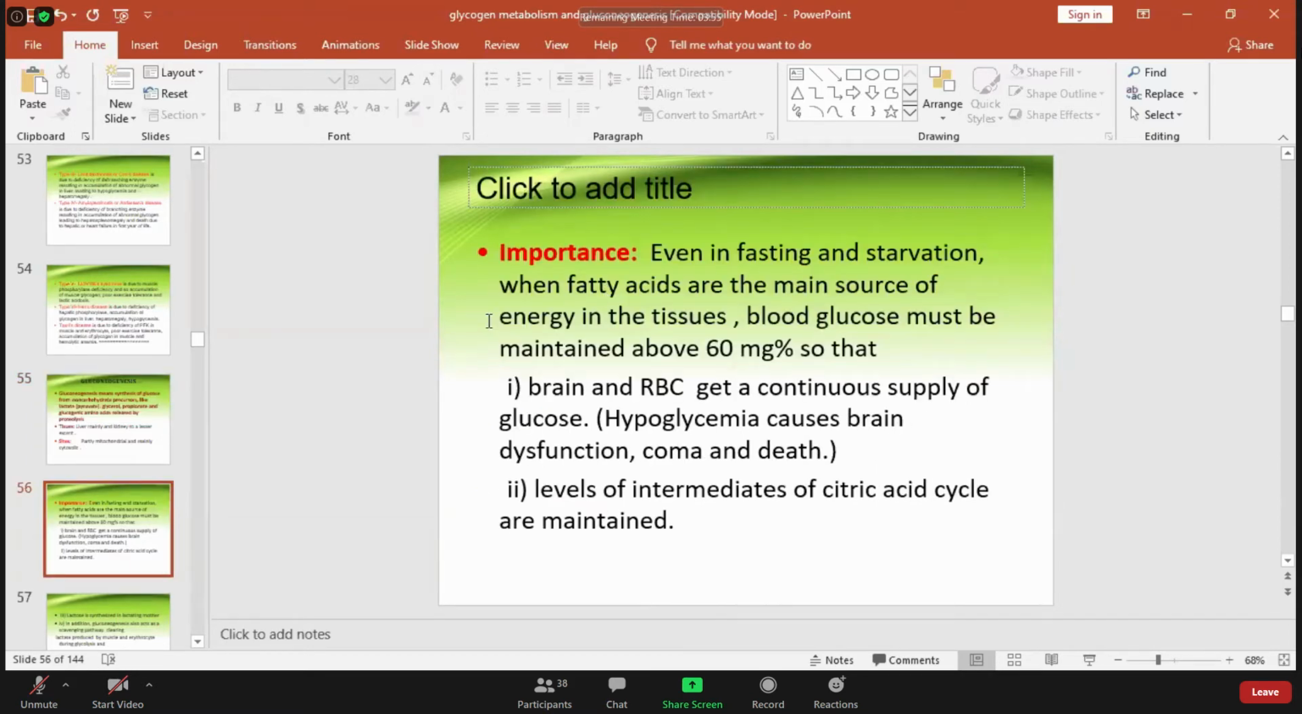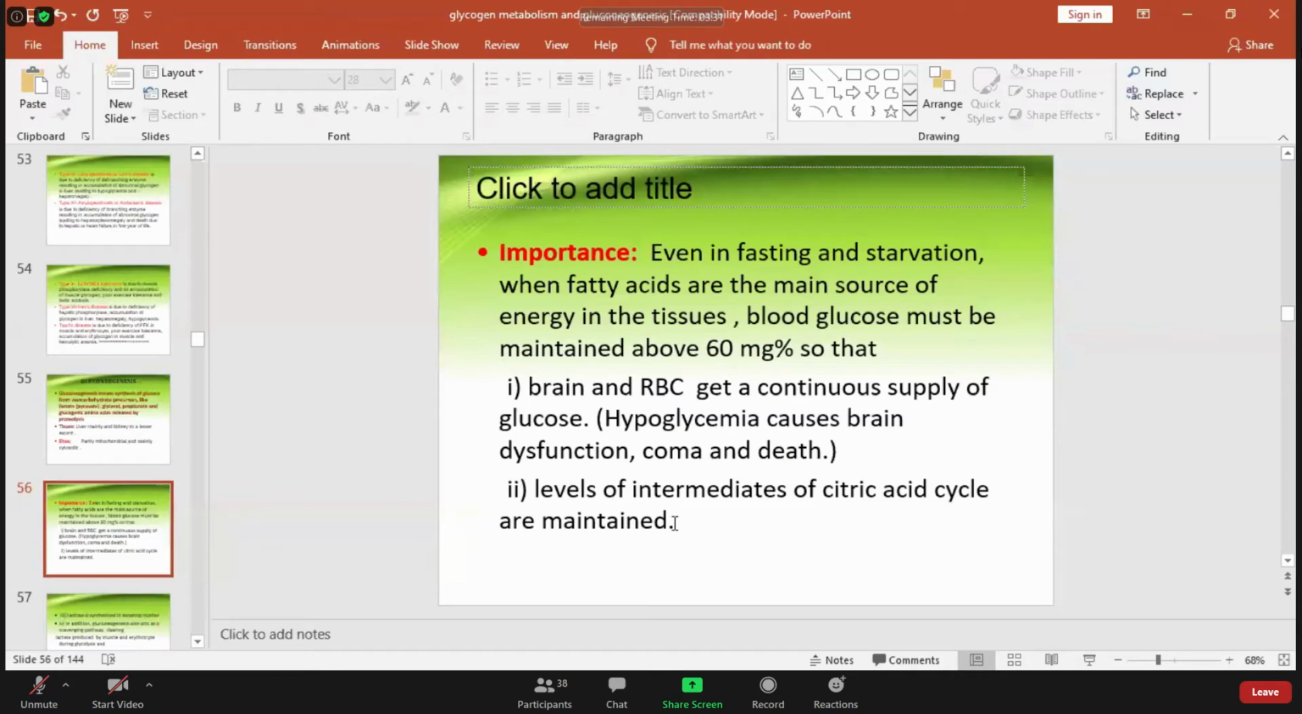So what is the importance of gluconeogenesis? Why should the non-carbohydrate precursors be converted to glucose? Even in fasting and starvation, when fatty acids are the main source of energy in the tissues, blood glucose must be maintained above 60 mg% so that brain and RBC get a continuous supply of glucose. Otherwise, it goes to hypoglycemia, causing brain dysfunction, coma, and death.